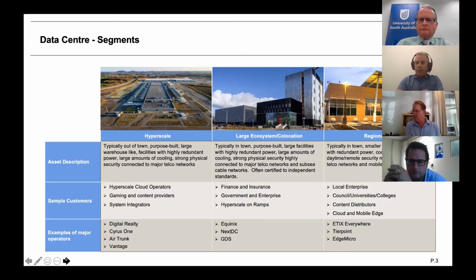I heard people talking about REITs earlier on. I'd note that most of the companies in the bottom left in the hyperscale section are classed as REITs and are listed in the US, and most of the ones in the middle box are listed in the US and are structured as REITs as well. The ones on the right, because they're a bit smaller and the asset class is less formed, are typically not structured as REITs, but as the asset class matures, they may well be as well.